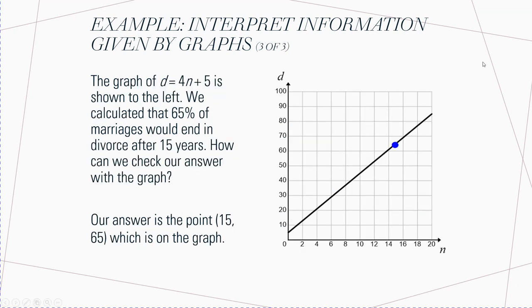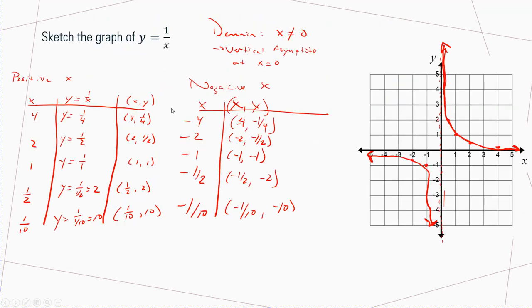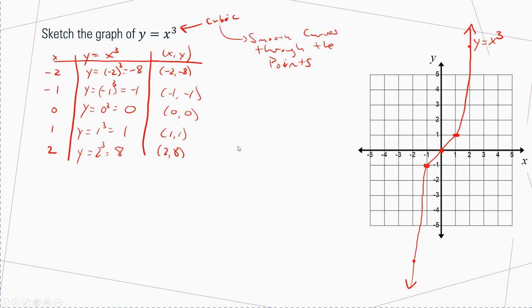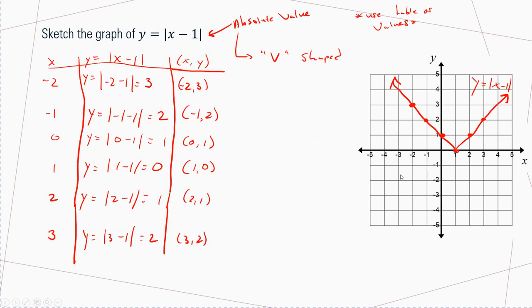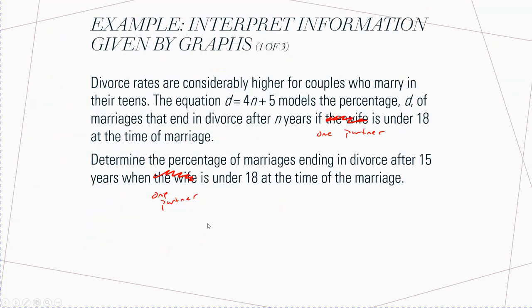Here you can see the graph, and you can use this graph to verify it. If you were to plot this, n is along the horizontal axis, D is along the vertical axis. When x is equal to 15, you see you get 65. All right, class, I hope this helped. Use these tables of values. Set this up. When you have the ordered pairs, you can see the relationship very, very easily.